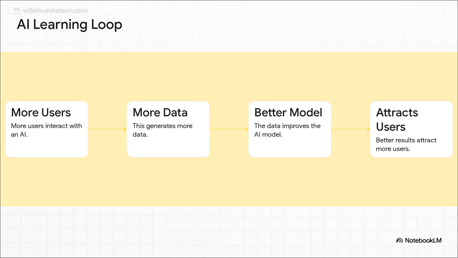More users start using an AI. That generates a ton more data. All that data is then fed back in to improve the AI model itself. And of course, a better model gives better results, which, you guessed it, attracts even more users. And the whole thing starts over, but bigger. You can see how this becomes this incredible engine for growth. It's why the biggest AI platforms are getting so big so fast.